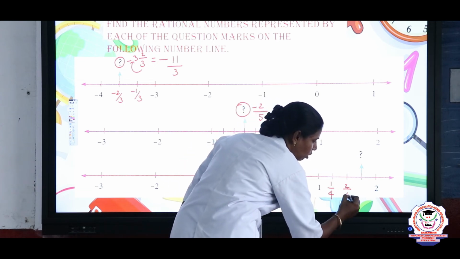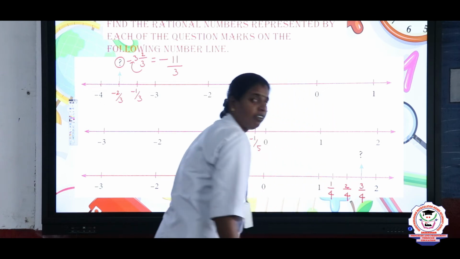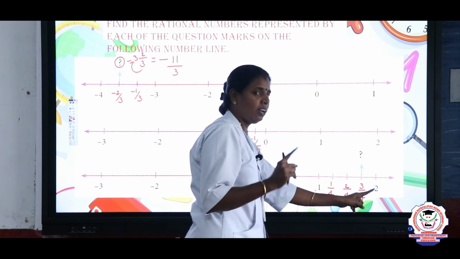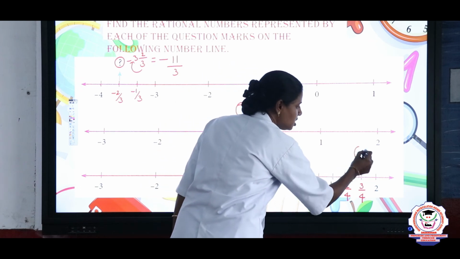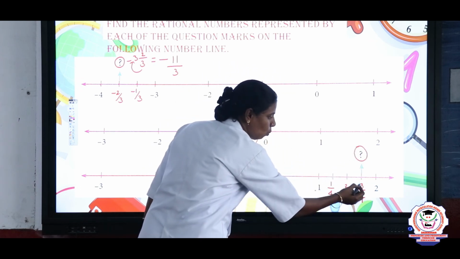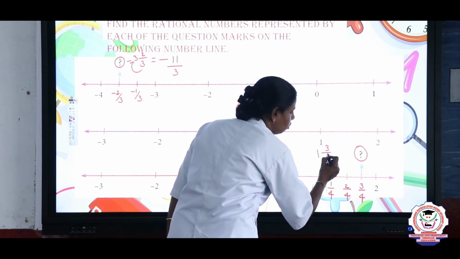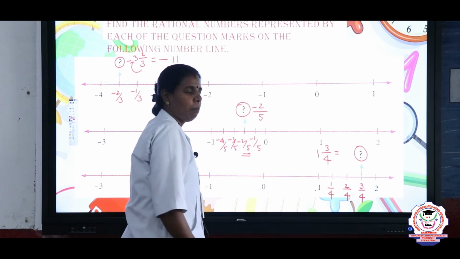2 by 4, 3 by 4, and if we are going to take this as 4 by 4 it will be 1. So, next to 1, 1 plus 1 is 2. Is it clear? Now, for this question mark next to 1, 3 by 4. So, 1 3 by 4 is the answer, and we can convert this into improper also.